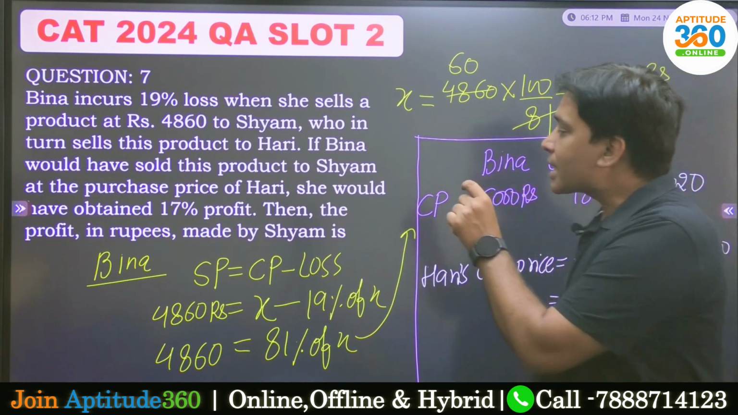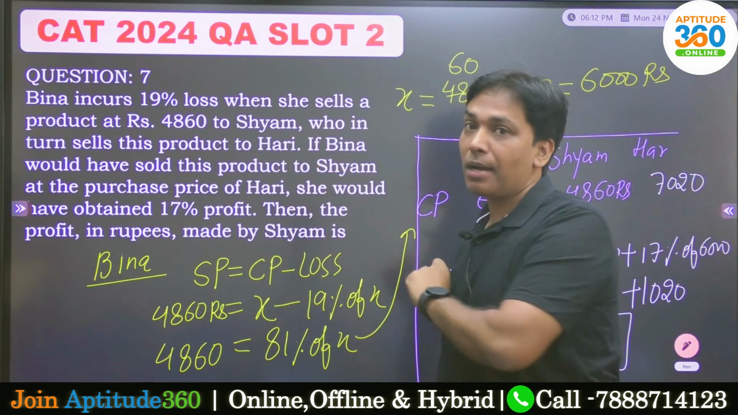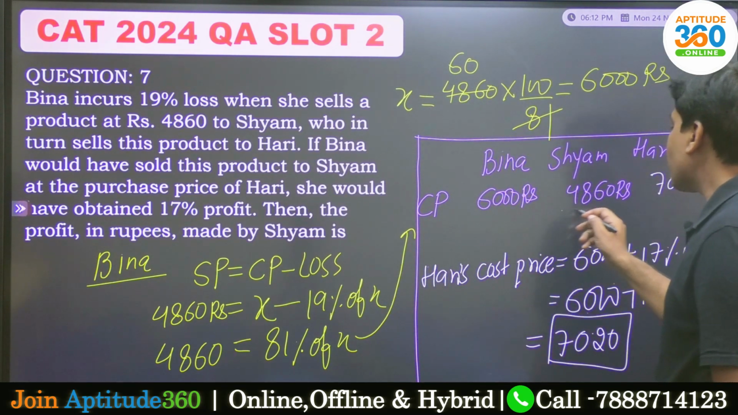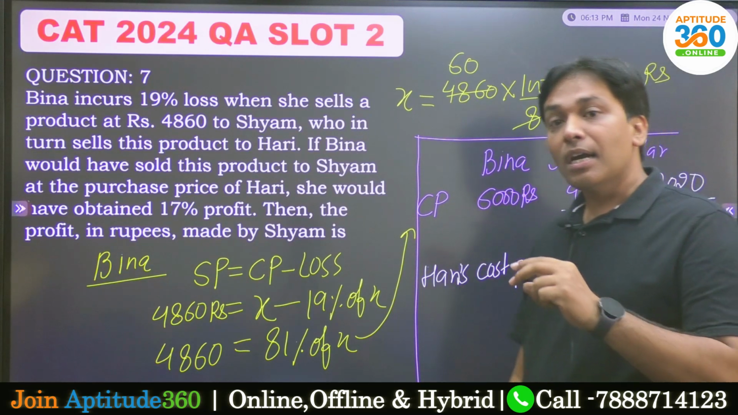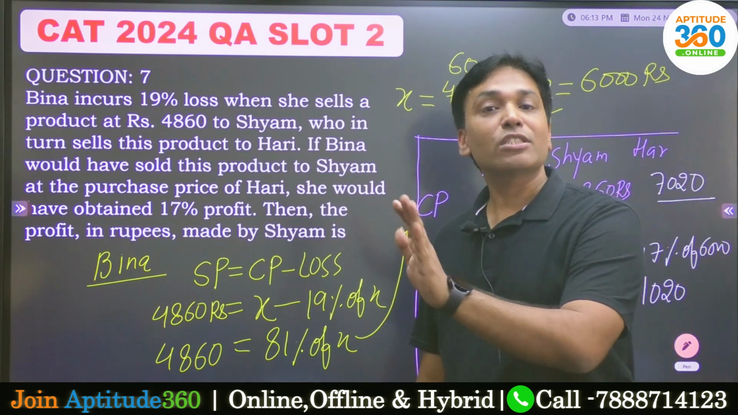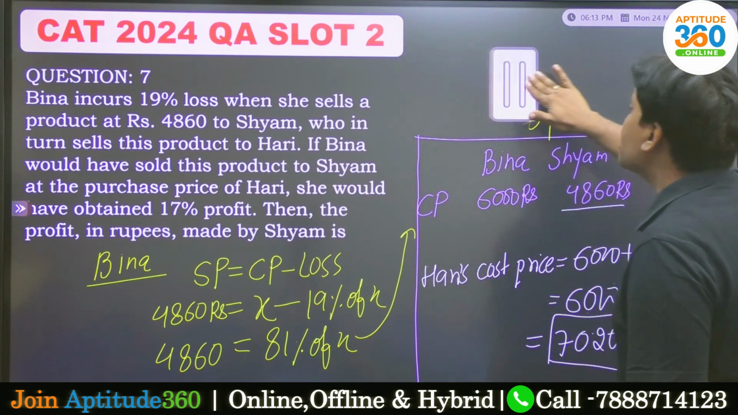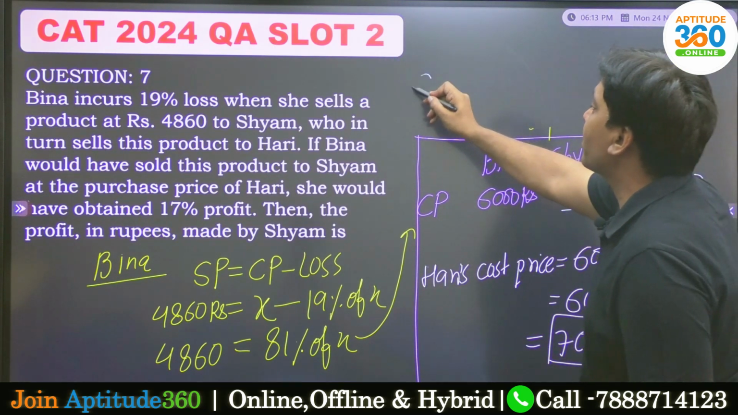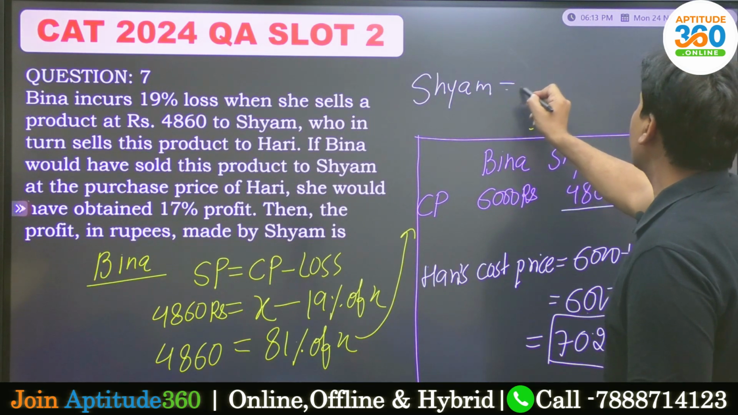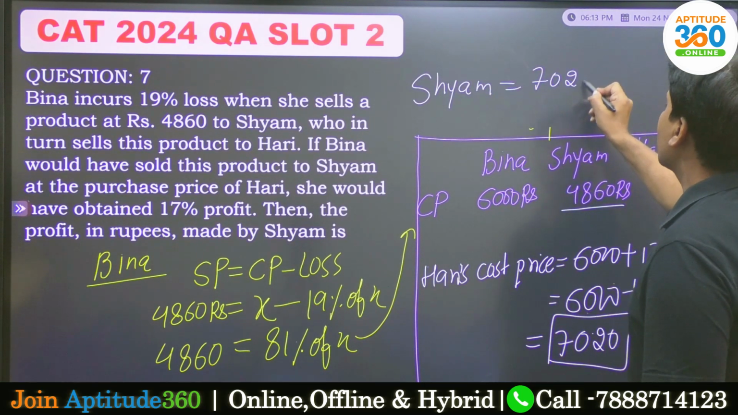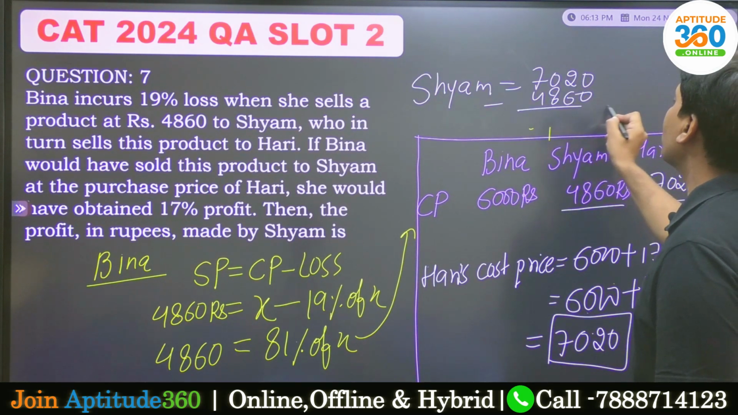Then the problem is asking you to find out what then profit made by Shyam. We know the cost price of Shyam. We know the cost price of Hari. Shyam's selling price is nothing but Hari's cost price. So how much Shyam is making in this entire transaction? So the profit of Shyam is coming out as 7020 negative 4860. Will you be able to find it out?